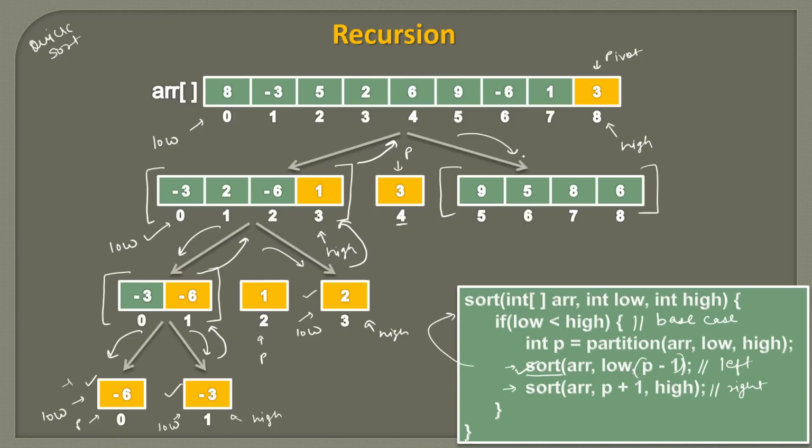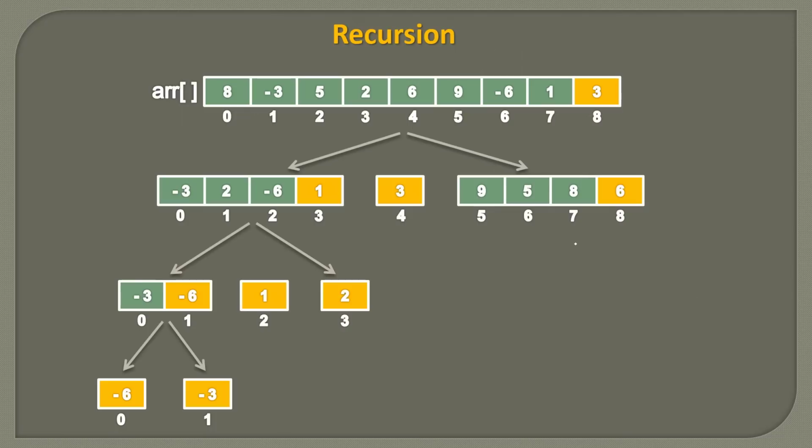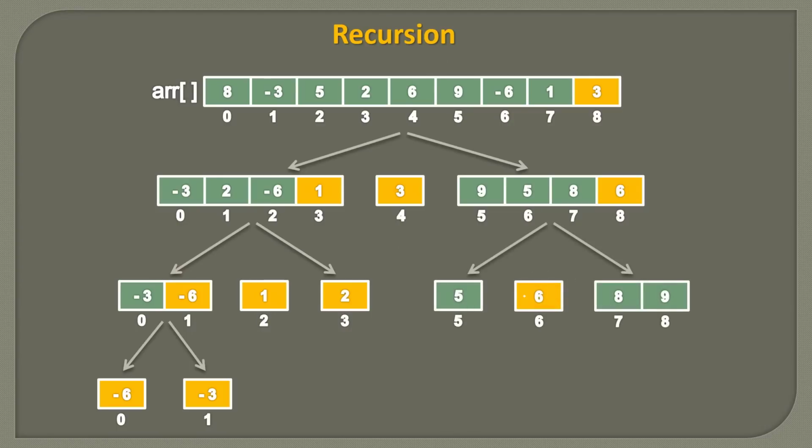So if we are going on the right side, we are doing P plus 1. The low will be from P plus 1 to high. So this is P. This will be our low. And this will be our high, because this high has not changed its value. So now we will partition it again based on what we saw here. So 6 will be the pivot, and now when we partition it, it would look something like this. So 6 is properly sorted.